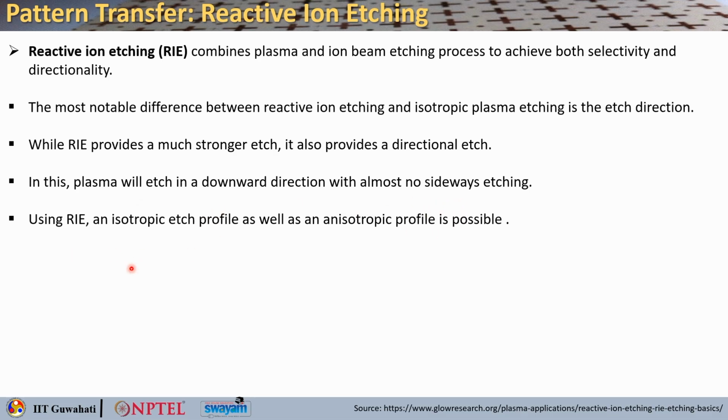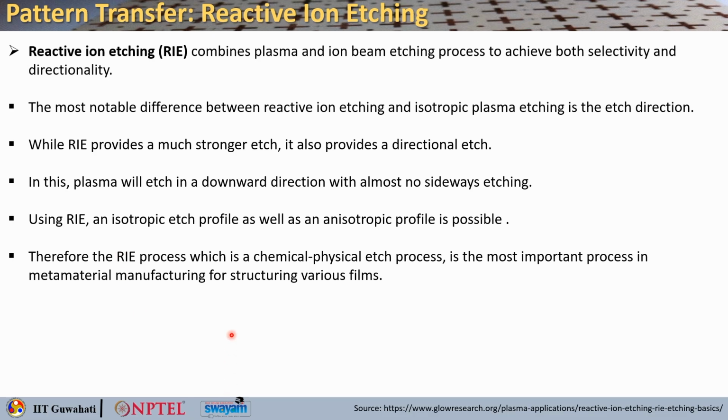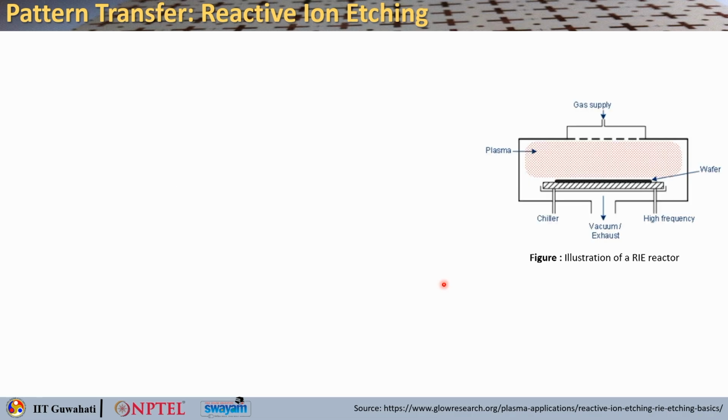In reactive ion etching, an isotropic etch profile as well as an anisotropic etch profile is possible. Therefore, the reactive ion etching process, which is a physical chemical etch process, is the most important process in the microfabrication for structuring various films.